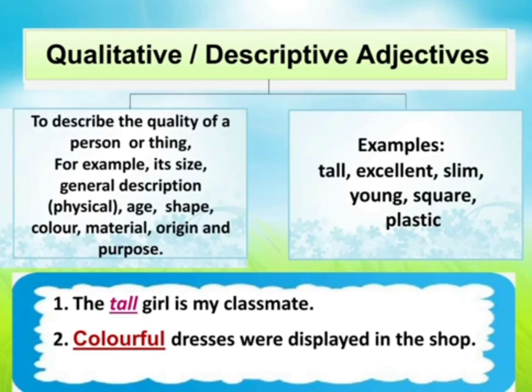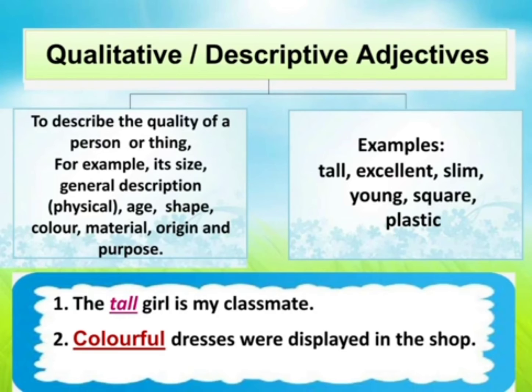First is qualitative or descriptive adjectives. So basically they are used to describe the quality of a person or thing, or the words which tell us what kind of a person or thing we are talking about. For example, whether we are talking about a tall or a short person, slim or a fat person, excellent, young, square, plastic, they are all examples of qualitative adjectives.